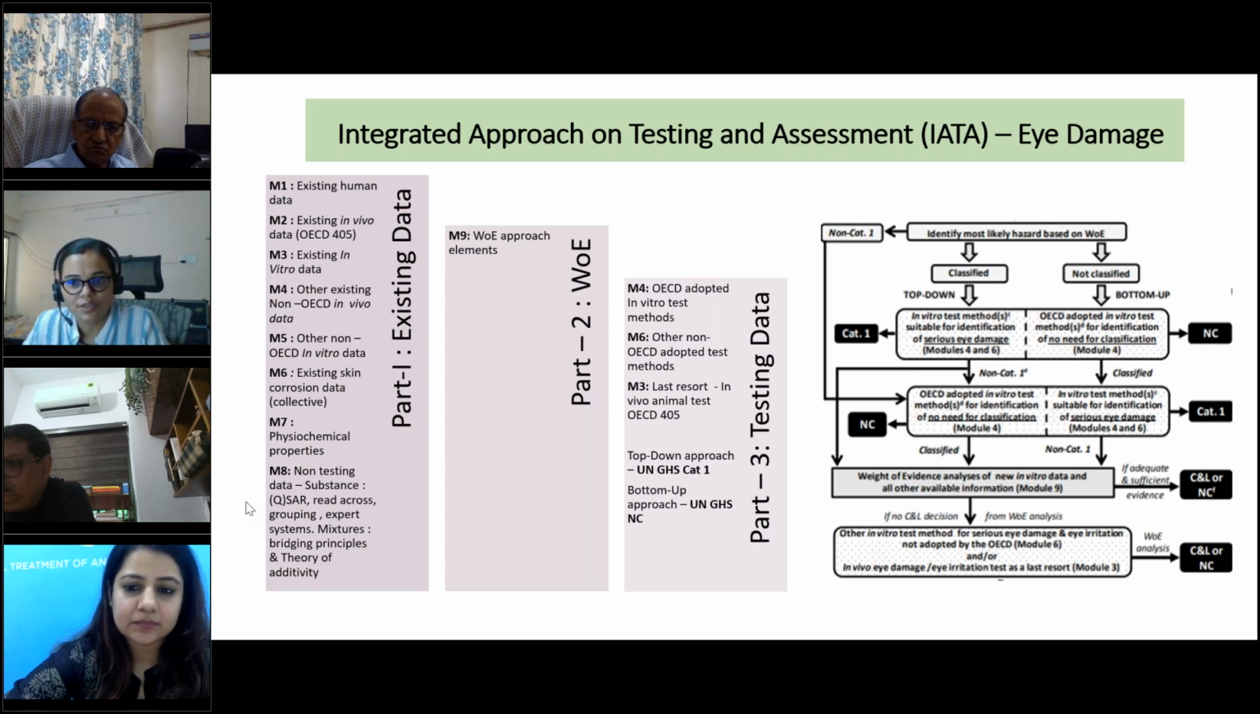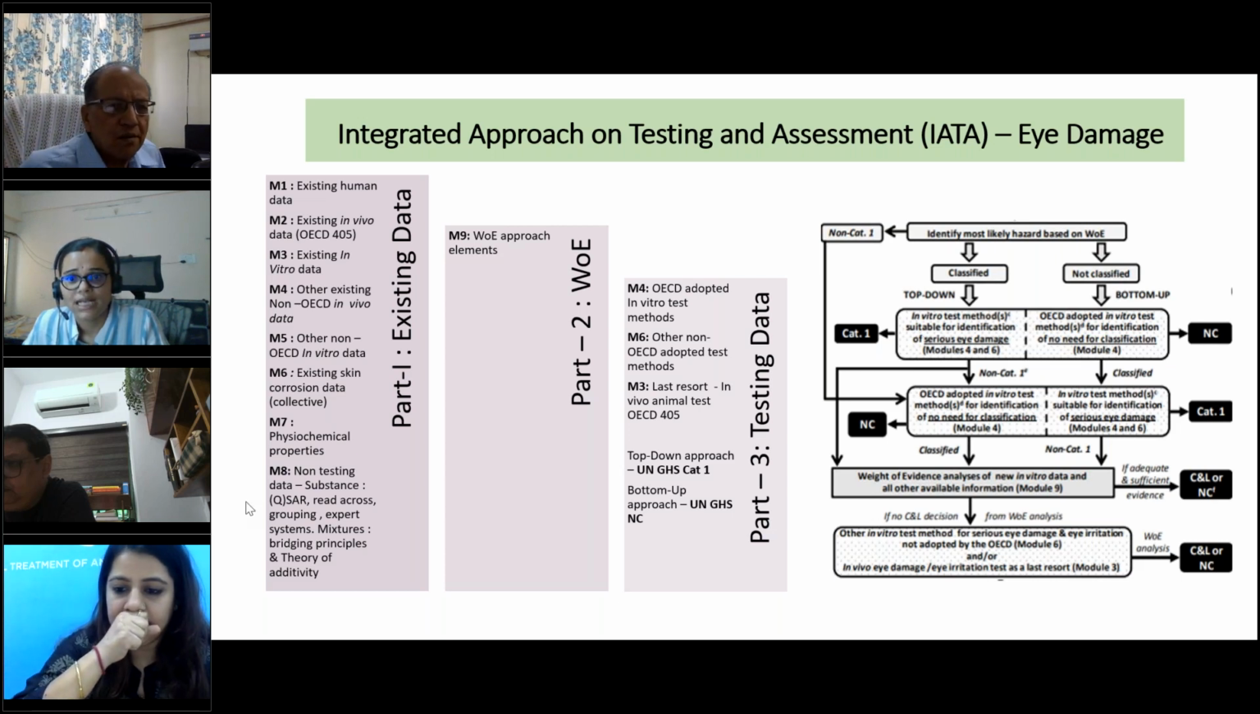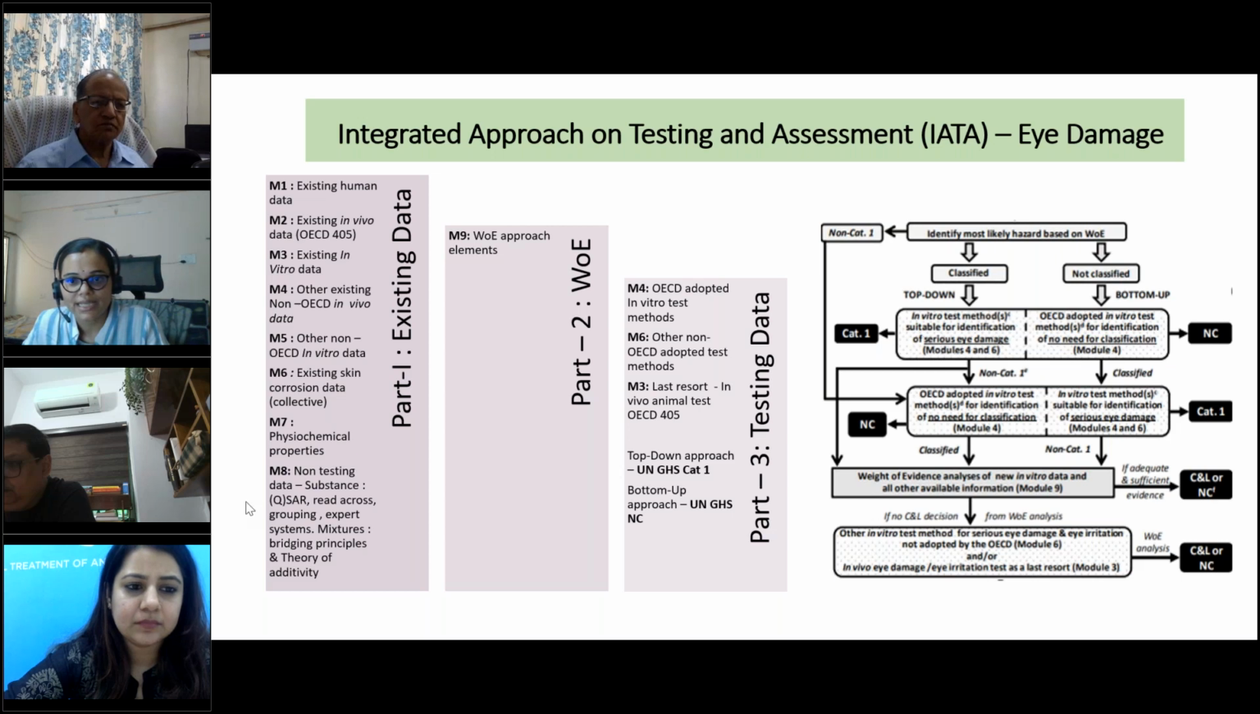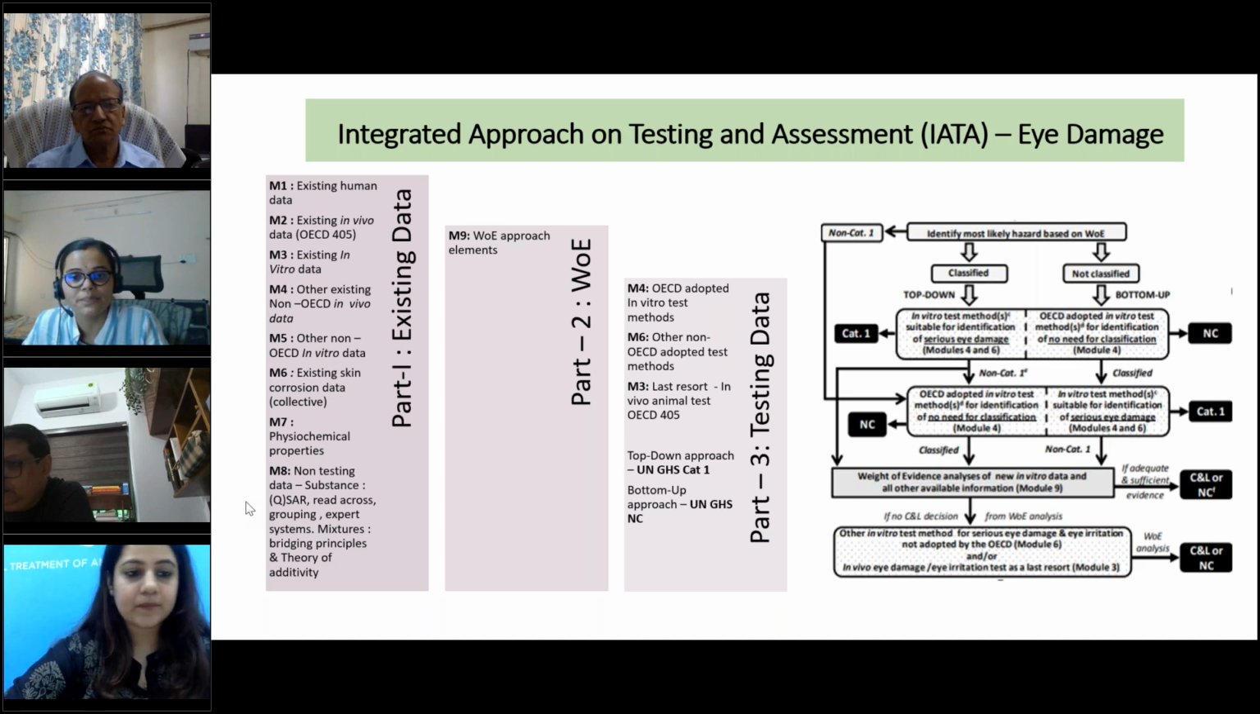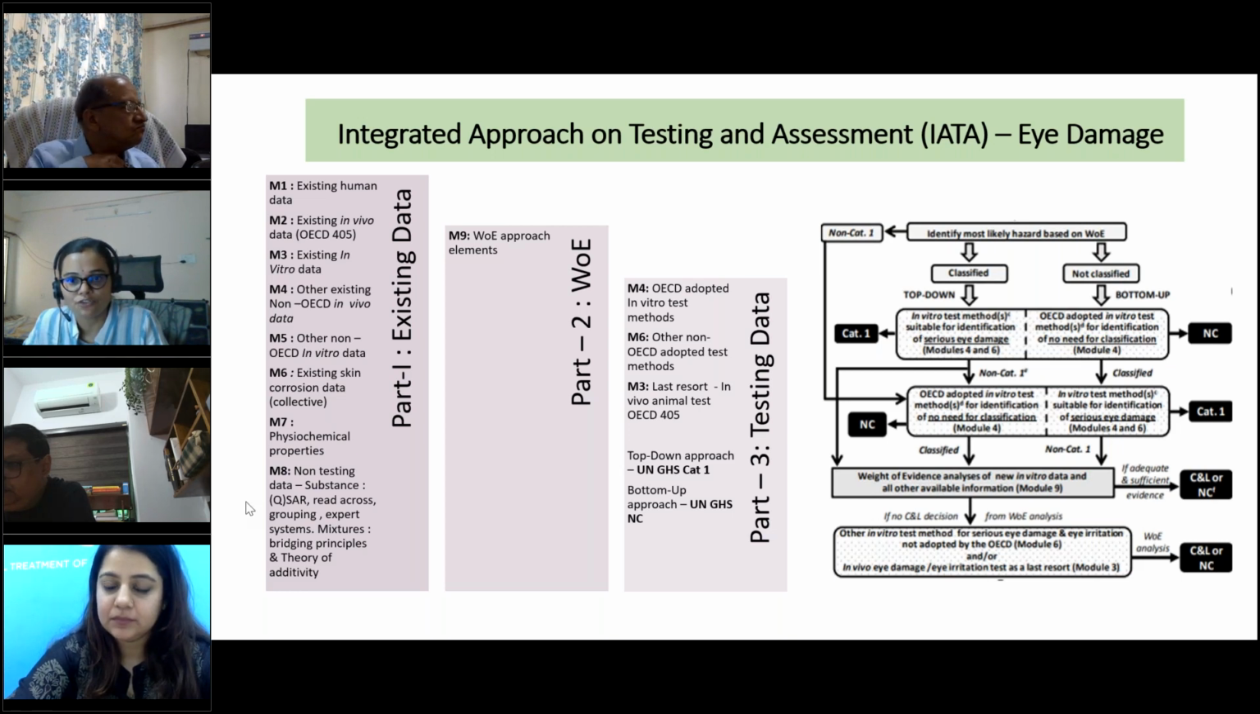There is an exception for a top-down approach where the collected existing and non-testing information from Part 1 is evaluated in this approach. This top-down approach should be used when all available collected information and the weight of evidence assessment result in a high a priori probability that the test chemical may induce serious eye damage. In such cases, testing with additional tests can be waived off.